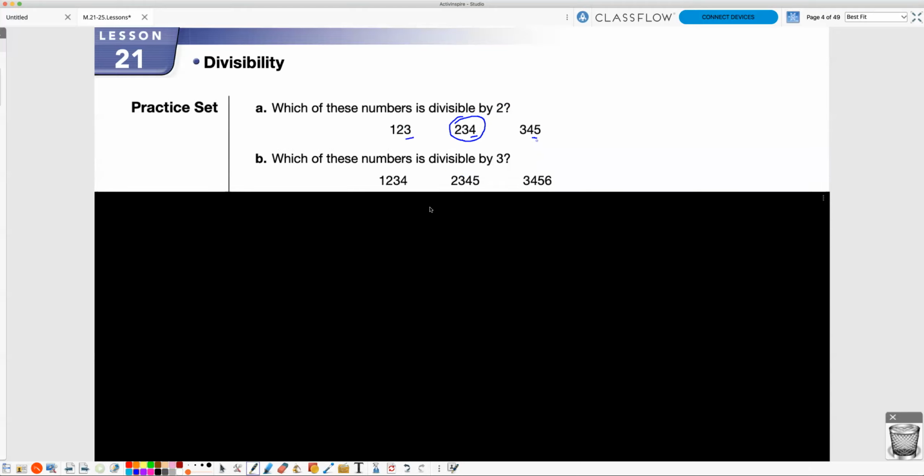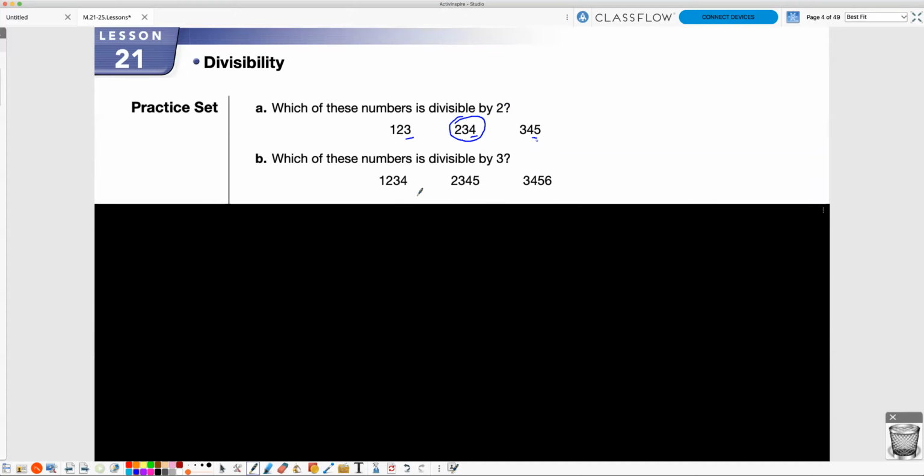Letter B, which of these numbers is divisible by 3? So in order to test for the divisibility of 3, I have to add up the digits. So 1 plus 2 is 3, plus 3 more is 6, plus 4 is 10. Is 10 divisible by 3? It is not. It's not going to get me an answer without a remainder.